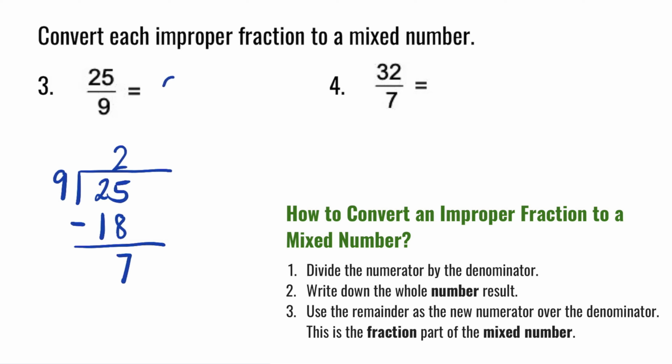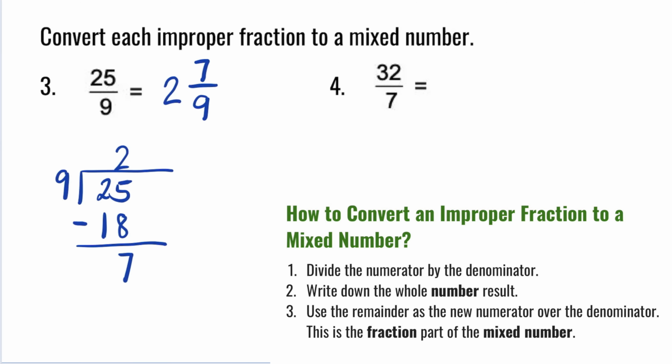So the answer 2 is the whole number. The remainder 7 is the numerator, and our denominator is 9. So 25 over 9 is equivalent to 2 and 7 9ths in mixed number.